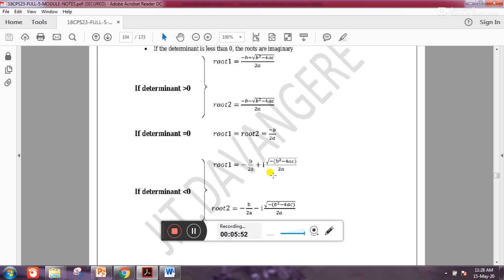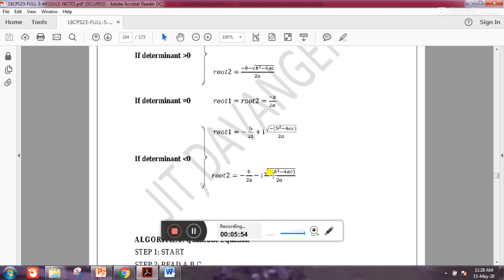And then for imaginary, we use imaginary when the determinant value is less than 0. So root 1 is equal to minus b divided by 2a plus i square root of minus b square minus 4ac divided by 2a, and then root 2 is equal to minus b divided by 2a minus i square root of minus b square minus 4ac divided by 2a.